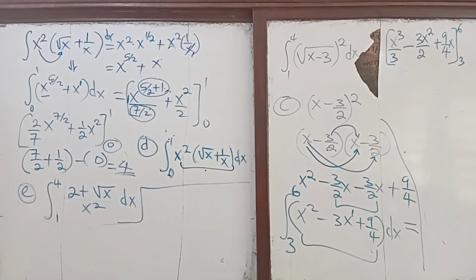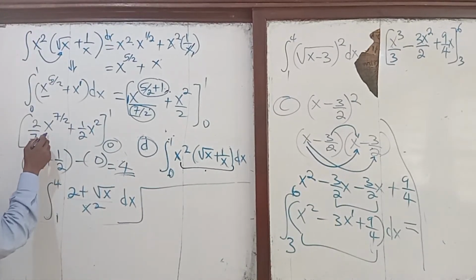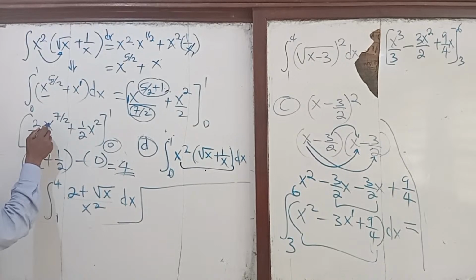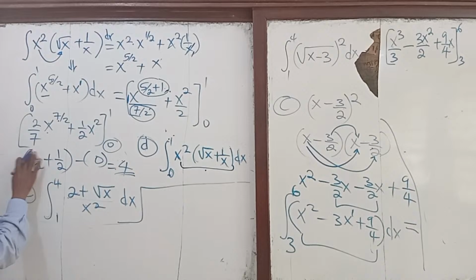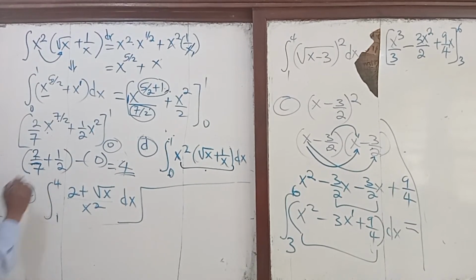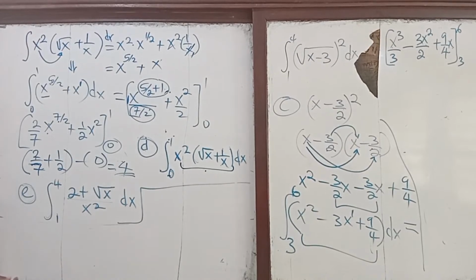If we check it, this is 2 over 7. This x is 1. 1 to the power 7 over 2 is 1. So this is 2 over 7, not 7 over 2. I just saw it now. It's 2 over 7. So 2 over 7 plus 1 over 2, that's what we have there, minus 0.